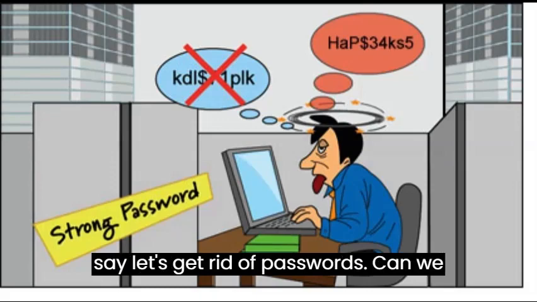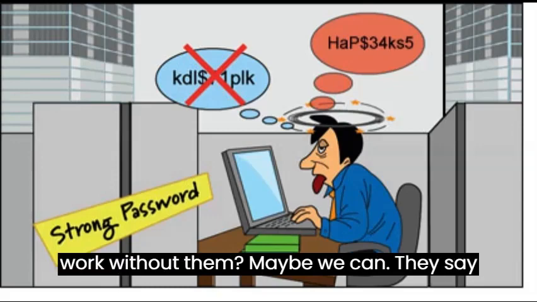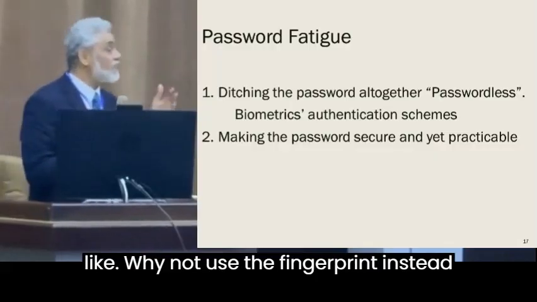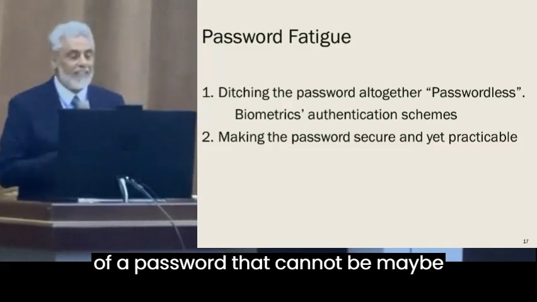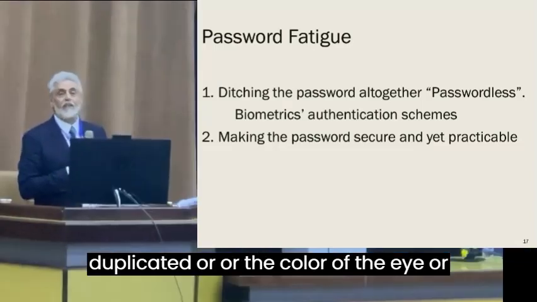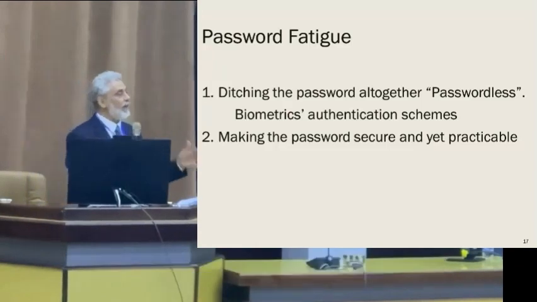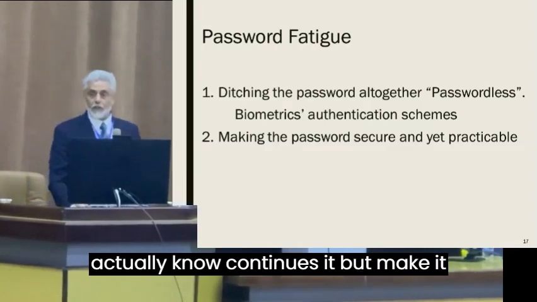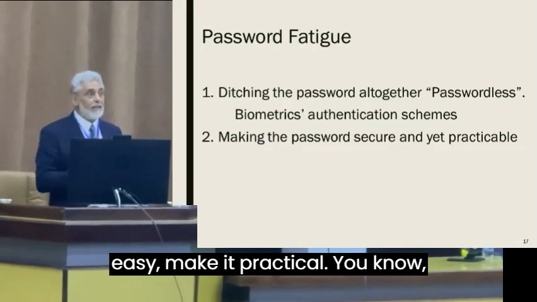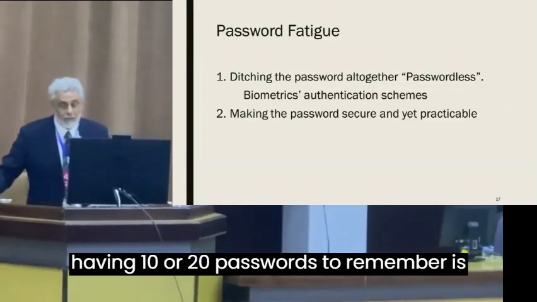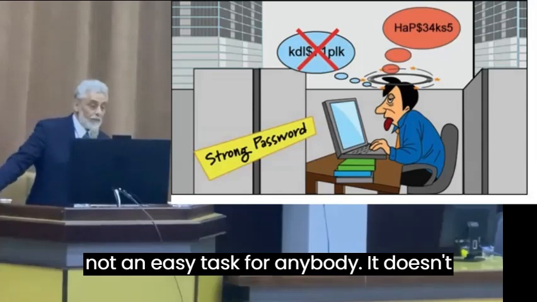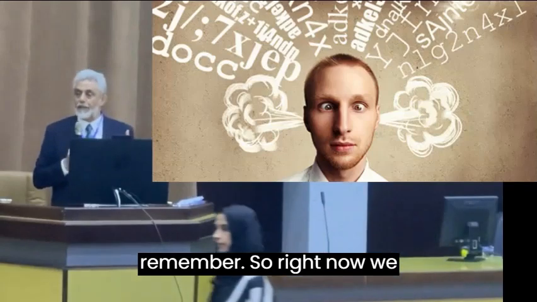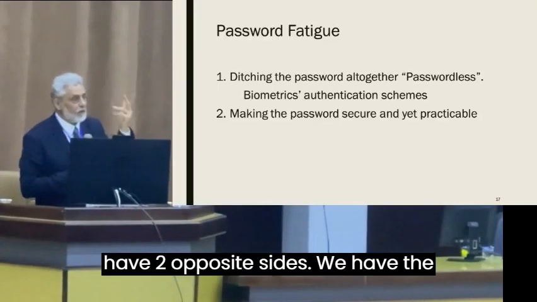Some say, let's get rid of passwords. Can we work without them? Maybe we can. They say we can do biometric authentication. Why not use the fingerprint instead of a password, which cannot be duplicated, or the color of the eye, or whatever. But it's not always possible. The other technique, the opposite, is to continue using passwords but make it easy, make it practical. Having 10 or 20 passwords to remember is not an easy task for anybody. It doesn't matter how brainy you are or how much memory you have. It's difficult to remember. So right now we have two opposite sides.